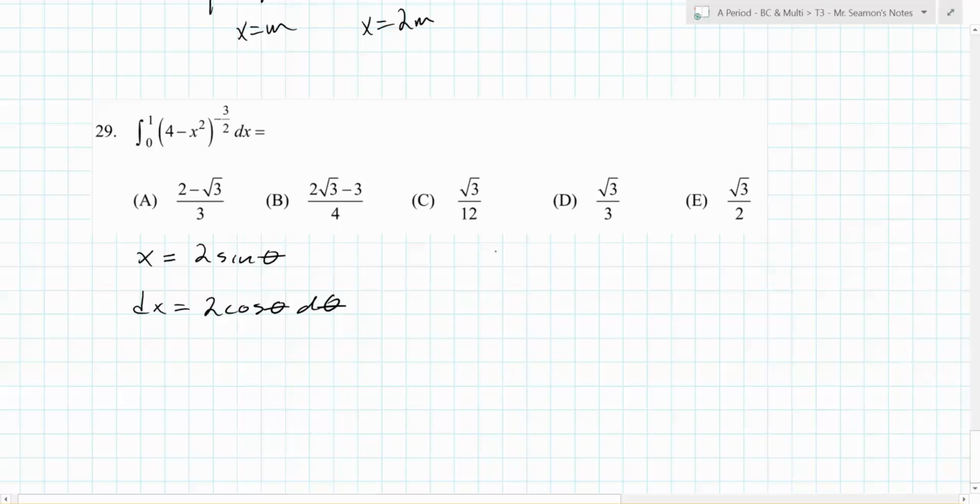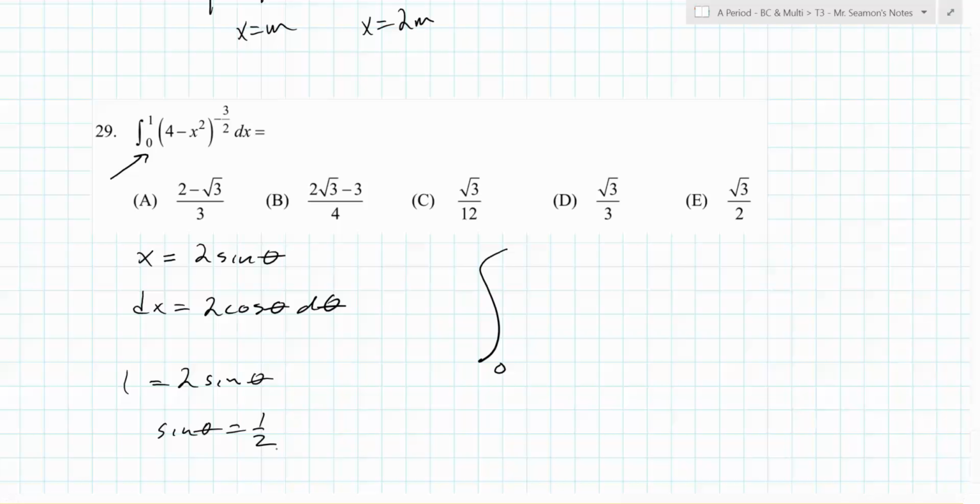If we do this substitution, we end up with the integral from what to what? We have x is equal to this. These are all x values, right? 0. The sine of what is 0? 0. And then if we go to 1 here, so we have x is equal to 2 sine, so sorry, not x, 1 is equal to the sine of theta like this. So when does sine of theta equal 1/2? You can do it. 30 degrees, which is pi over 6. Okay, so we have our limits of integration now.